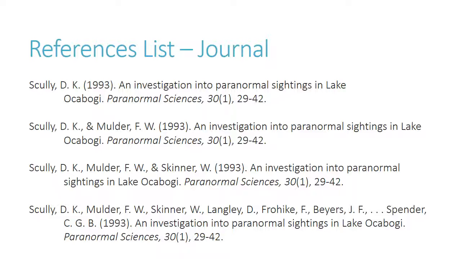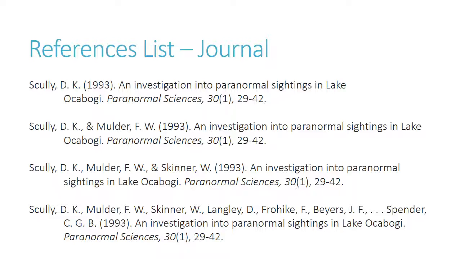Now, it gets a little bit more complicated here. Moving on, if we had 8+ authors, for example, the rules change a little bit. We first list off the first 6 authors. So here we have Scully, Mulder, Skinner, Langley, Frohickey, and Byers. Those are our first 6 authors, again, as indicated on the original published piece. After that, we have our last set of initials for Byers, that's J.F., and then our comma, followed by an ellipsis. These are the 3 dots, right?